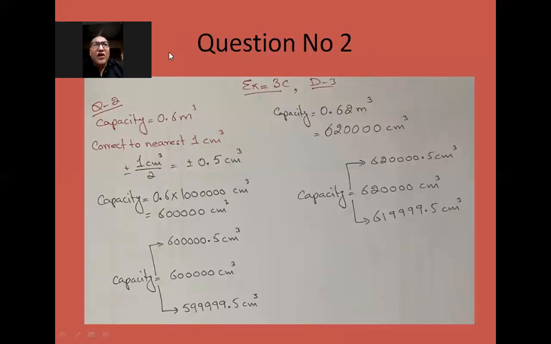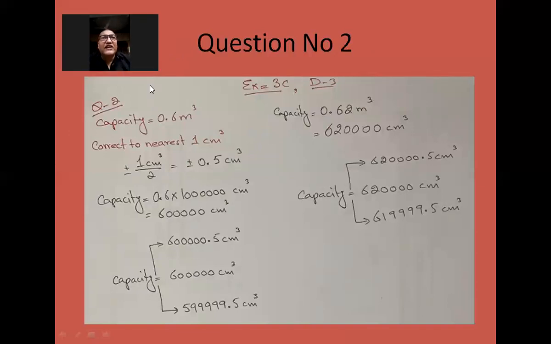Okay, so now we are going to the next question, and the next question coming up on your screen is question number 2. Let me read it from the book. It's a story sum. Listen carefully to the question. The capacity of a tank given as 0.6 meter cube has been rounded off to the nearest centimeter cube. Calculate the upper and lower bound range of its capacity.